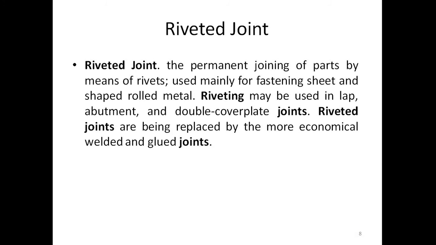Riveted joint is one of the joints which is a permanent joint. Normally we use this in sheet metal operations for joining two sheets. This rivet joint is replaced by more economical welded and glued joints. There are other joints, like the welding joint, and the rivet joint is one of the replacements for such other joints, like welded joints.